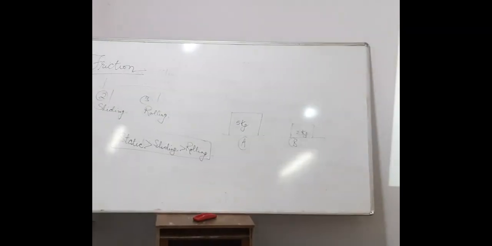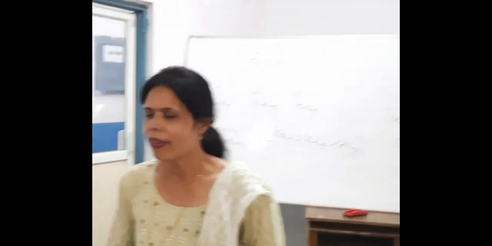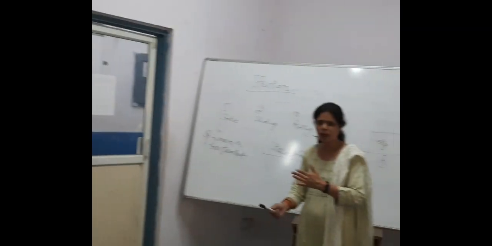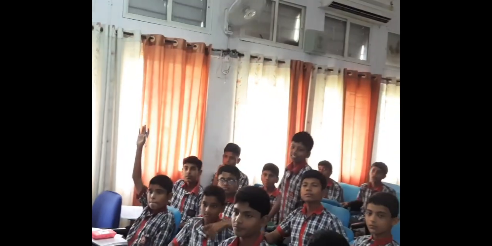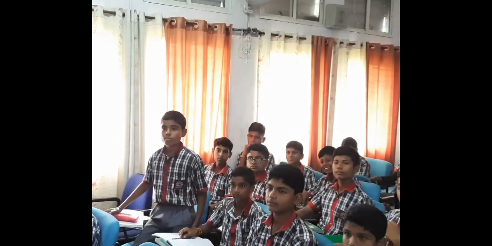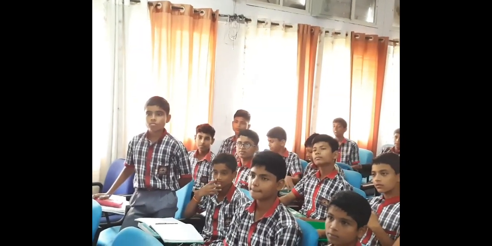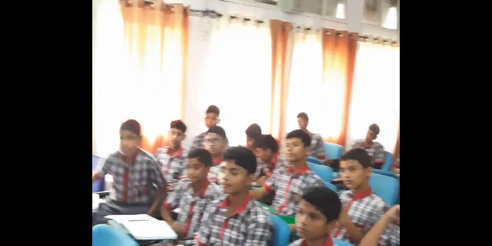Now tell me, Anshika, which friction is smallest among these three? Ma'am, rolling friction. Rolling friction, because the objects roll over one another. Which friction, Jayesh, is greatest? Ma'am, sliding. Wrong answer. Ma'am, static. Static friction, because why is static friction greater? Because we have to apply a lot of force to overcome the interlocking between the two objects. Okay? Thank you.